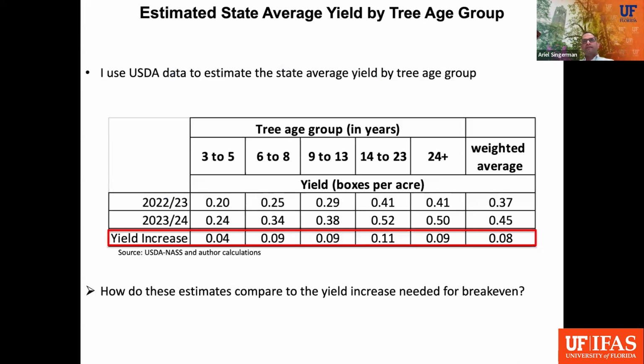Now, again, using the data from the USDA at the state level, I was able to compute last year's yield and this past season's yield, and so I was also able to compute the yield increase that is at least estimated to have occurred. The question now becomes, how do those estimates compare to the yield increase that I just shared with you that are needed for break-even?